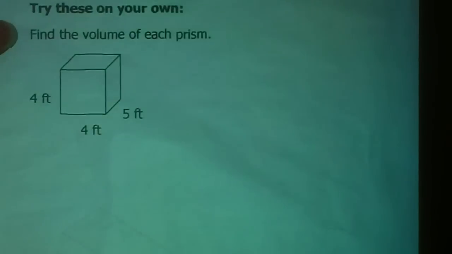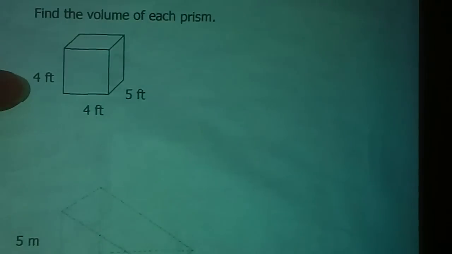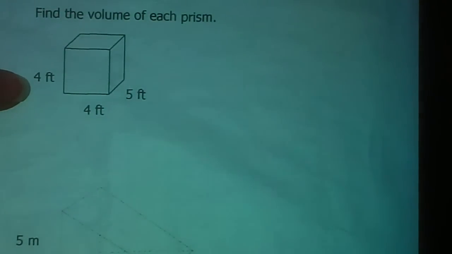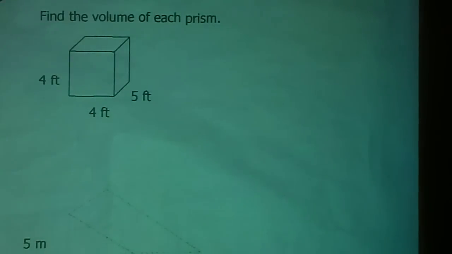We have one that looks like a cube, but it's not because there's a 15 in there. So we're going to do the volume of this prism and then the volume of this triangular prism. Try them on your own. Press pause. Come back when you're done, and we'll see if you worked it out correctly. See you in a minute.